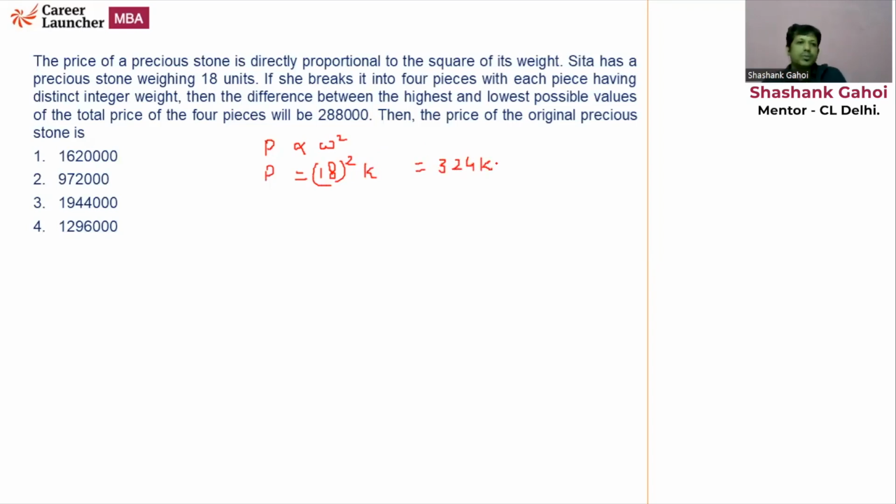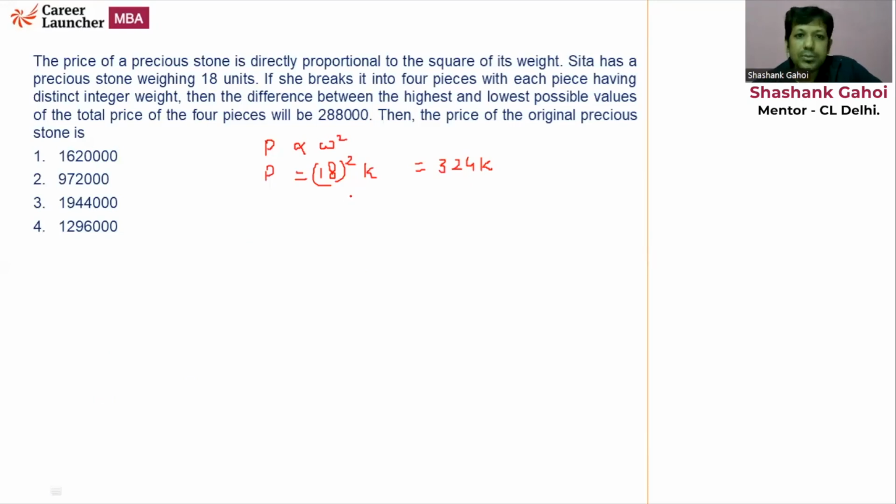Now, if you check the options, more or less every option is a multiple of 324, so this is a tricky one. Now it says that she breaks it into 4 pieces having distinct integral weights. Then the difference between the highest and lowest possible value of the total price of the 4 pieces is 288.